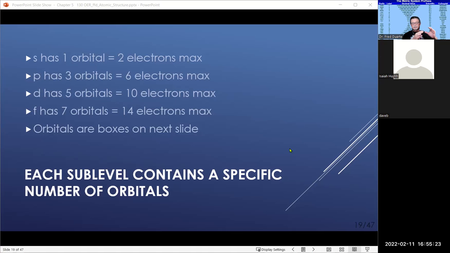We talked about this. There's one S orbital, 3 Ps, 5 Ds, and 7 Fs. Each one can handle 2 electrons. So the far right column represents the maximum electrons for the orbitals, not the energy levels, but only for the orbitals. So 2 electrons, 6, 10, and 14 respectively.